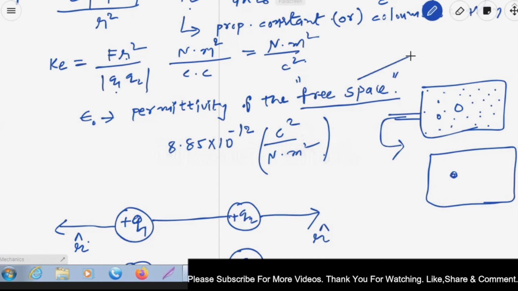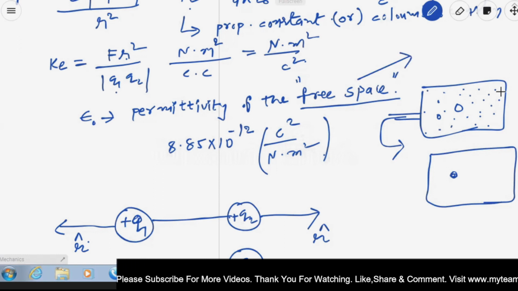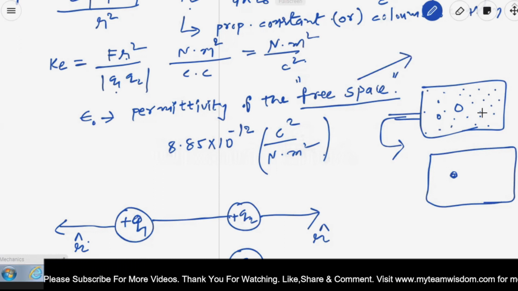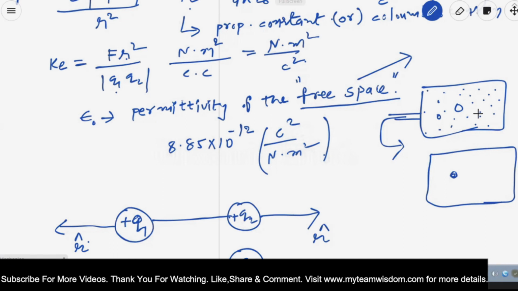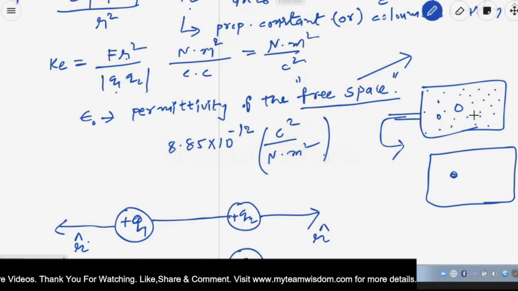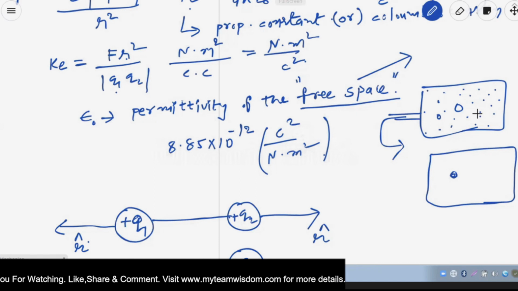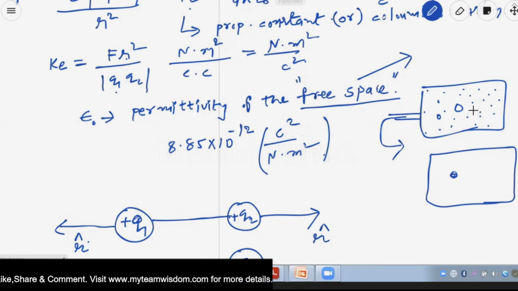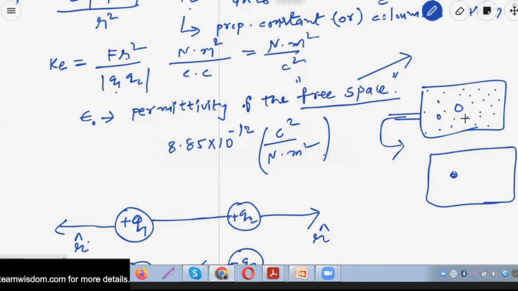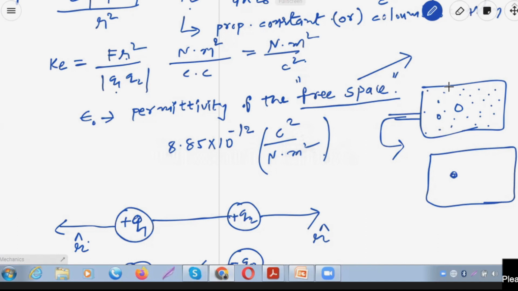Free space is generally available when you are going above the earth's surface, in between the planets, where you won't get any atmosphere, right? So there you will get very free space. Or in order to have free space, there is a simple way: suck out all the gases and all the dust particles from the room.